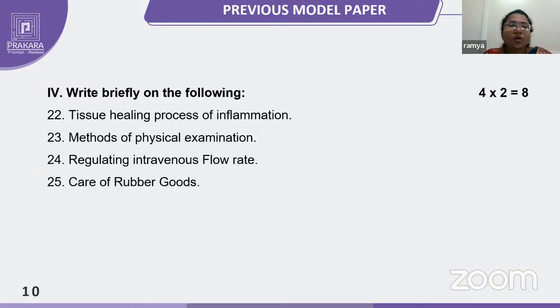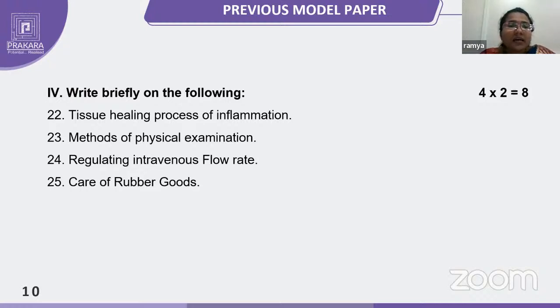Next, we go to the fourth Roman, that is very brief answers. Here they have given 4 questions. For each right answer, you will get 2 marks. So 2 into 4, that is 8 marks, will be secured in this fourth Roman.